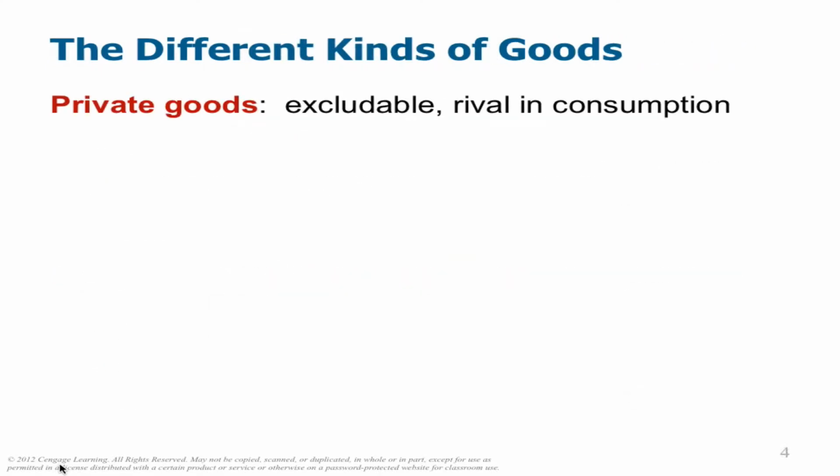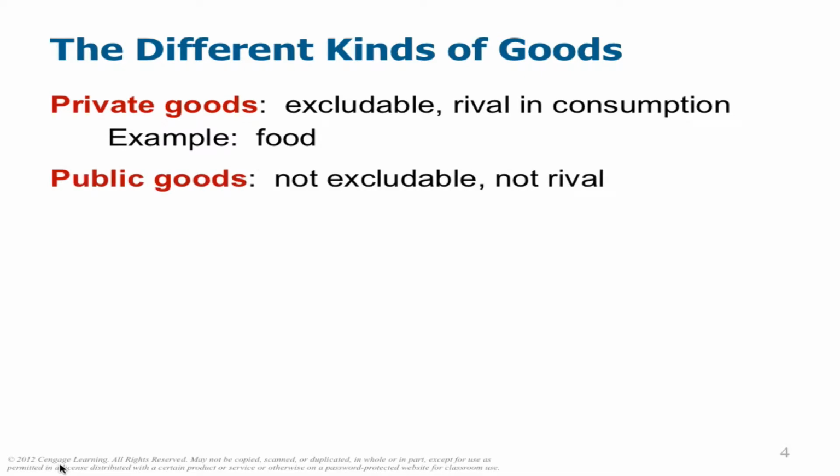So, private goods are both excludable and rival in consumption. In order for it to be a private good, you have to be able to prevent others from using it, and their use of it has to diminish your use of it. Prime example of a private good, food. Public goods are not excludable and not rival in consumption.